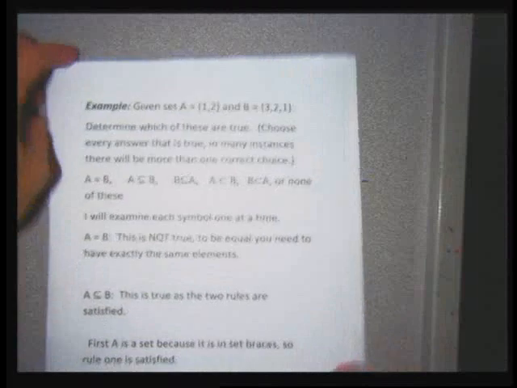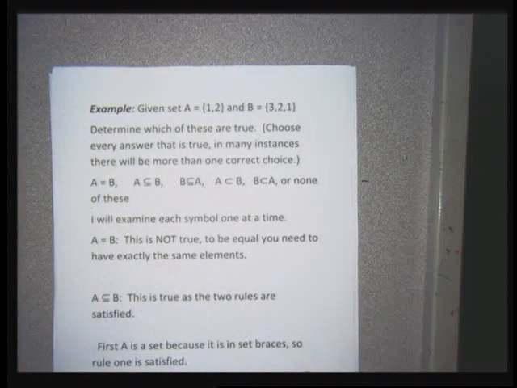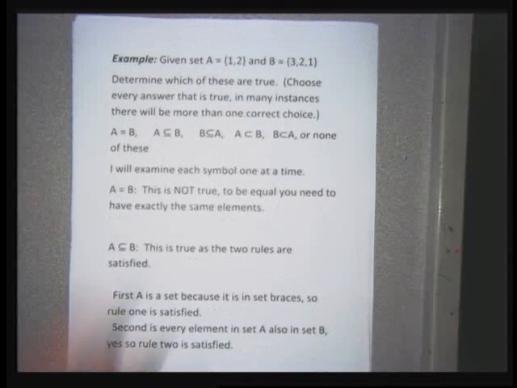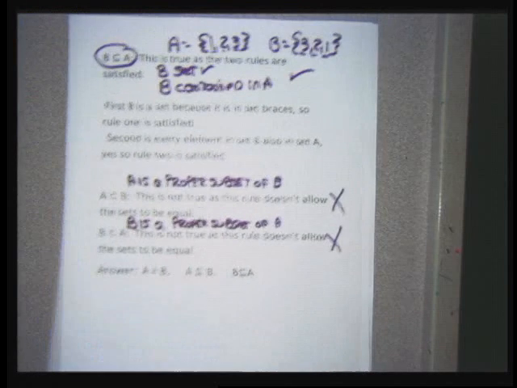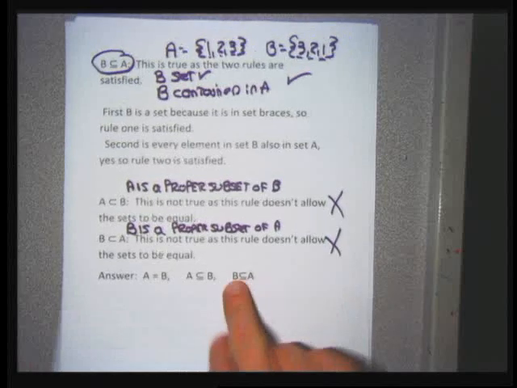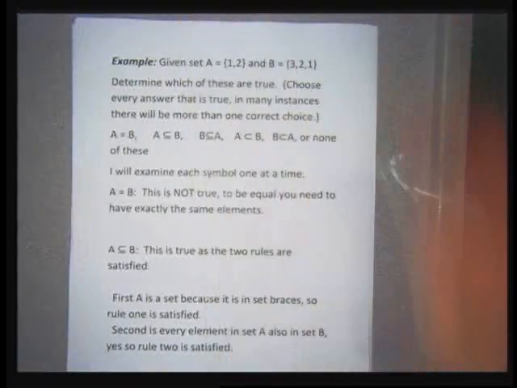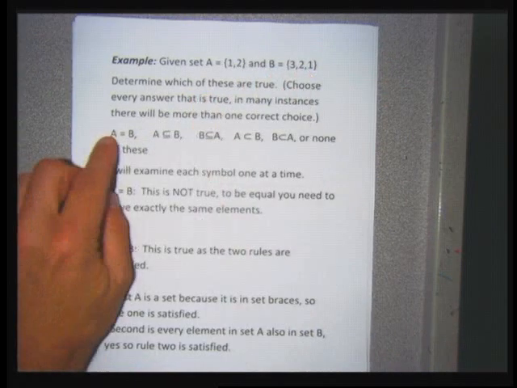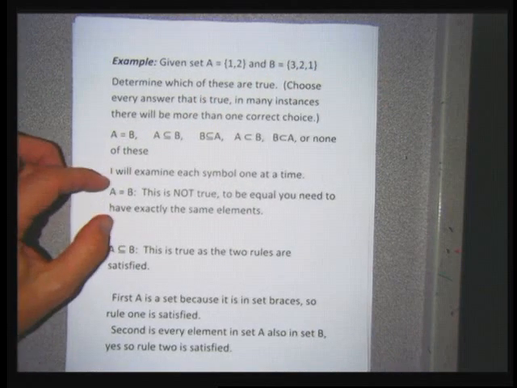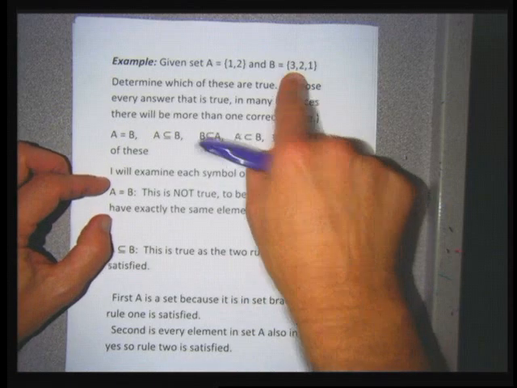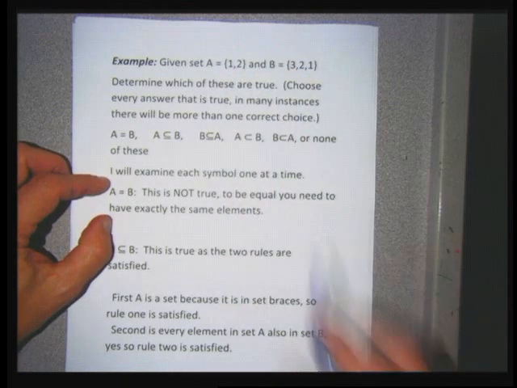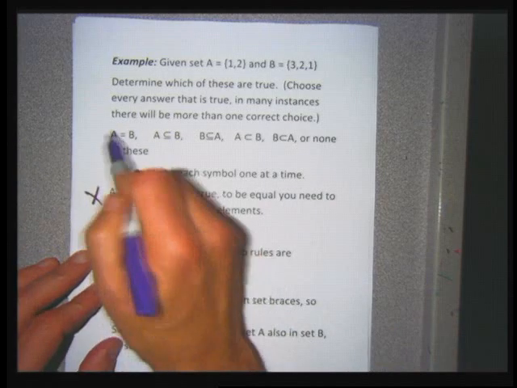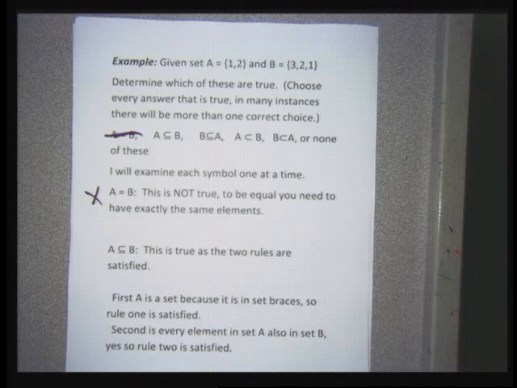Another example. So given the set A being the set 1, 2, and the set B being 3, 2, 1, which of these are true? First, they're not equal to each other. Why aren't they equal? Because B has the number 3 in it, A doesn't have the number 3 in it. To be equal, you have to have exactly the same elements, so A doesn't equal B, so that's not going to be part of my answer.